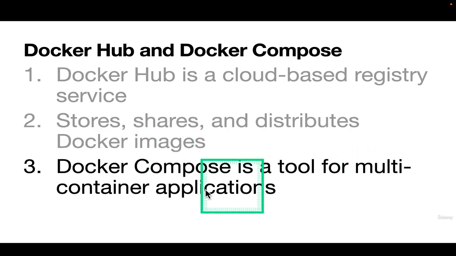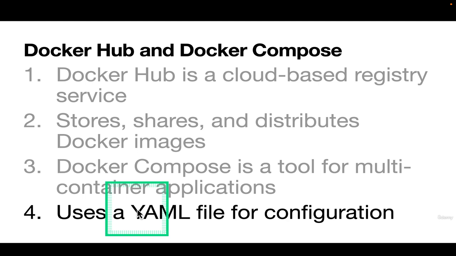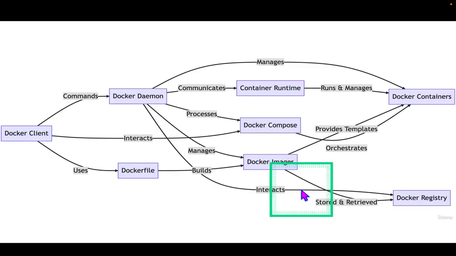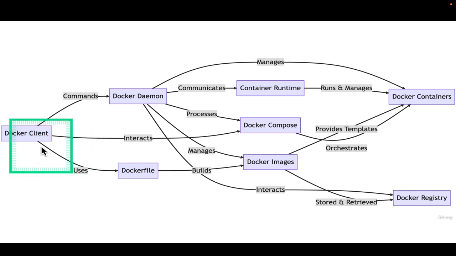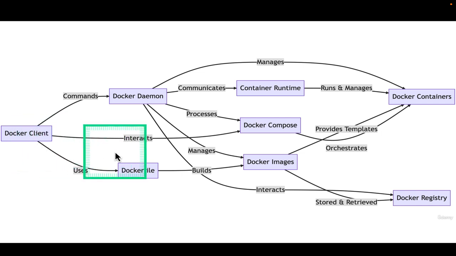Docker Compose is a tool for multi-container applications, and it simplifies the management of multi-container applications by using a YAML file to define services, networks, and volumes. Using a YAML file for configuration, with a single command you can create and start all services defined in the configuration file. So this is a very high level map of Docker components.